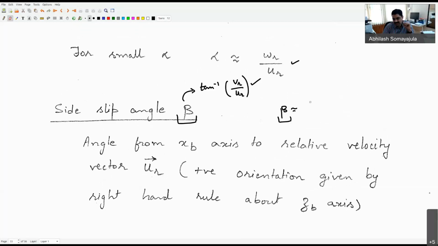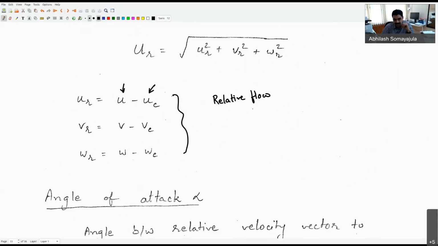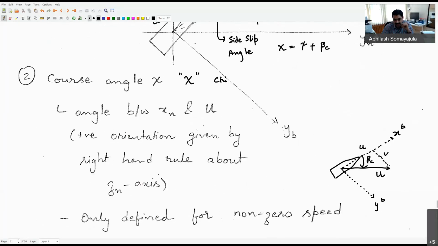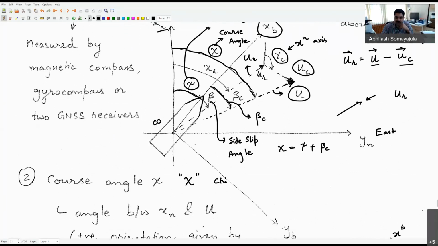Only thing is that this was defined in our maneuvering course. And the convention there was that we had a tan inverse minus V by U. Whereas here we are looking at the side slip angle. We are defining that angle as a positive angle with respect to the ZB axis. And we are looking at how the relative velocity vector orients itself with respect to the x-axis of the craft. And this angle is denoted as beta and is defined as positive about the ZB axis. That is all you have to remember.